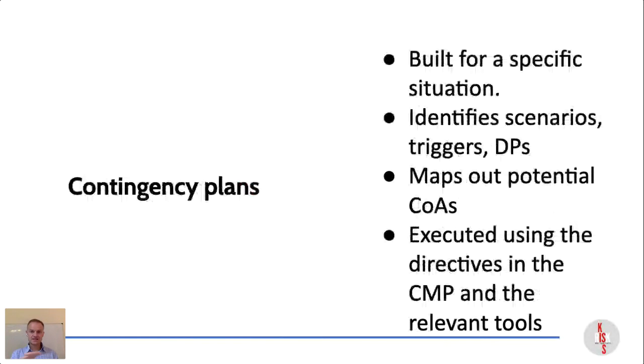What we're talking about today is contingency plans. So they're for a specific situation, mapping out how the scenario could develop, looking at the courses of action you could follow. And then the CMP will give you direction, and the tools and SOPs that you have are actually the things that you will use to go through and execute on the contingency plan.